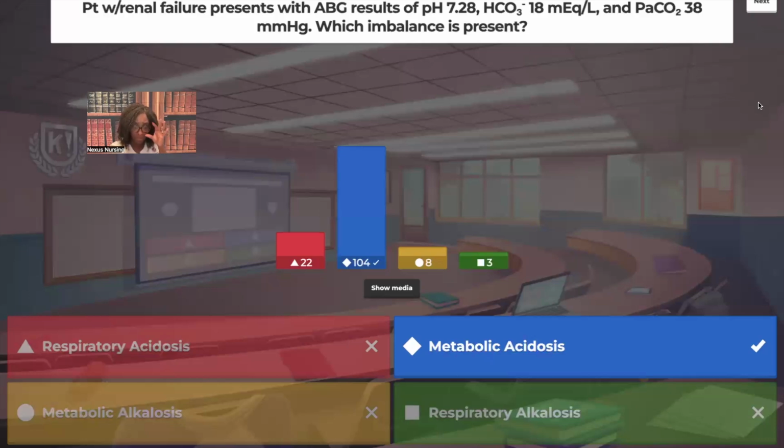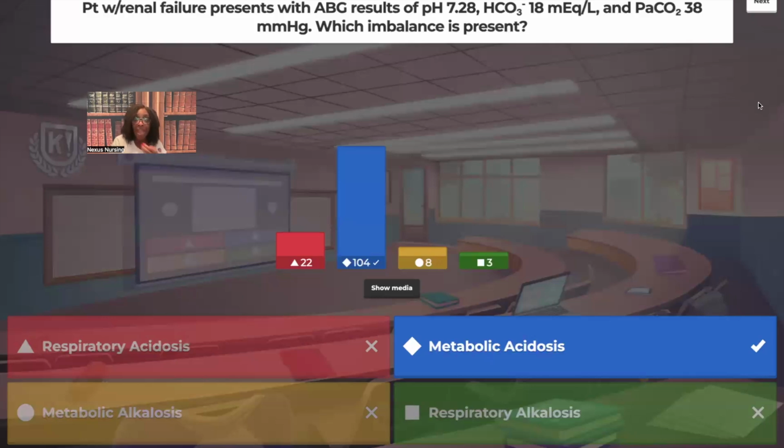You guys tell me. What's going on with compensation, guys? Very good. Most of you guys got it. No compensation. There's absolutely no compensation happening.